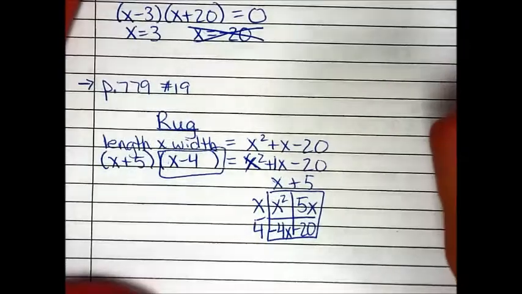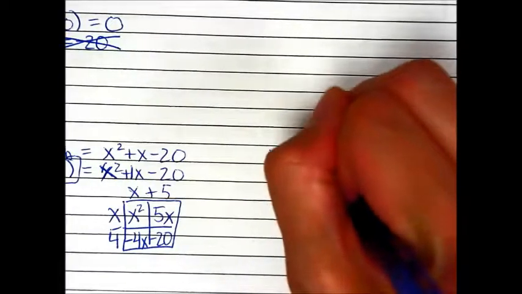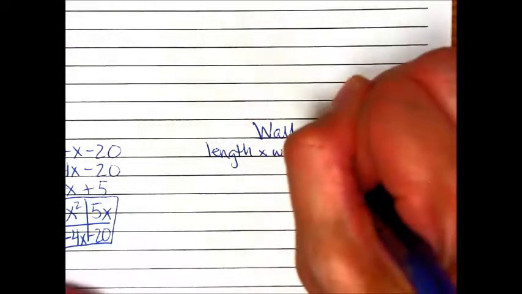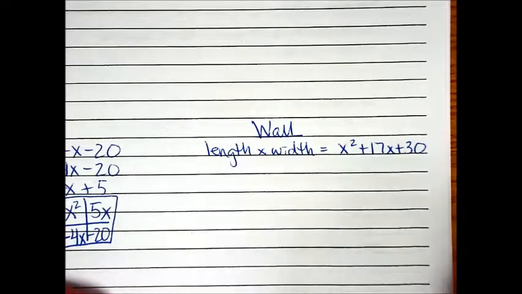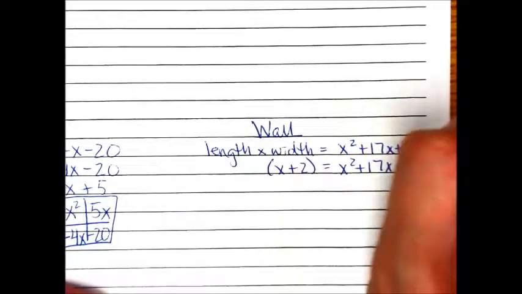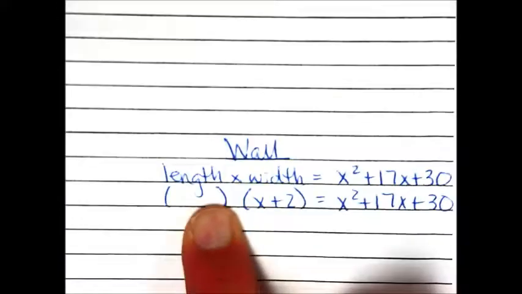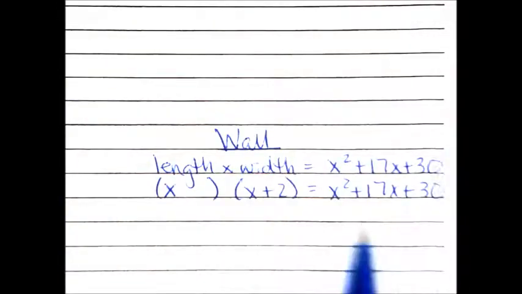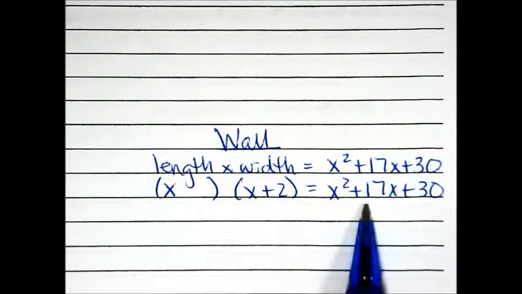Okay, so let's go to the wall. Again, length times width equals the area of the wall, right? And they told you that the area of the wall is x squared plus 17x plus 30. Gave you that. They also told you the width of the wall was x plus 2. So that means you need to figure out what goes here. Some of you are getting real good at this now, where you could come up with, without the box even, what would multiply to 30 but add to 17? Wouldn't it be 15 times 2? So this should be x plus 15.